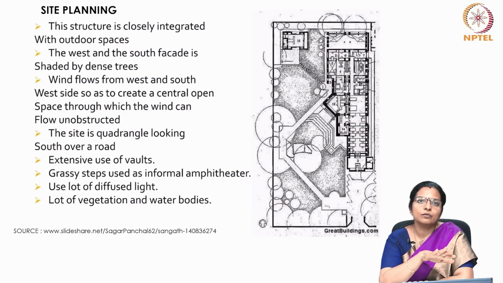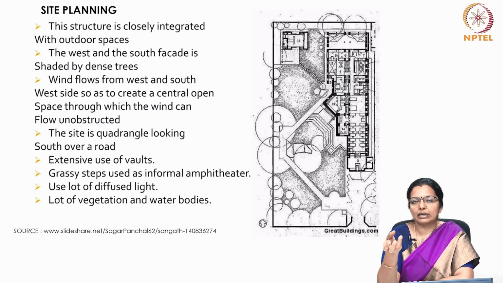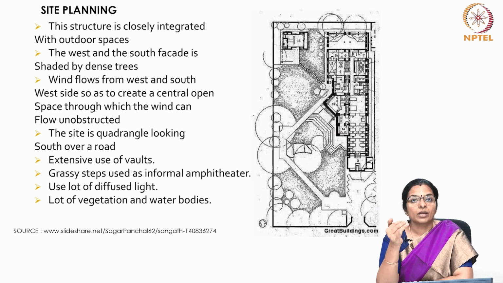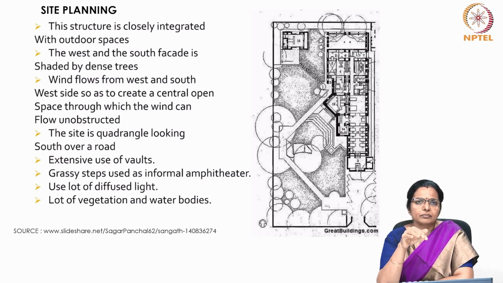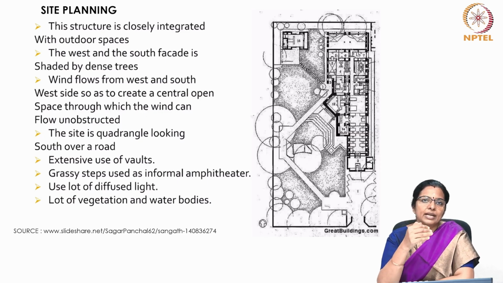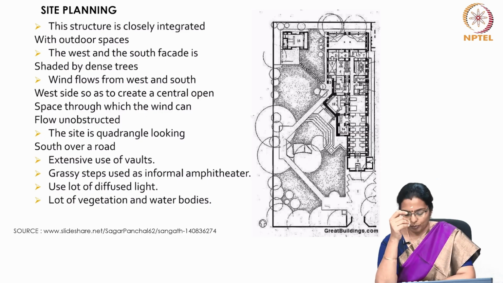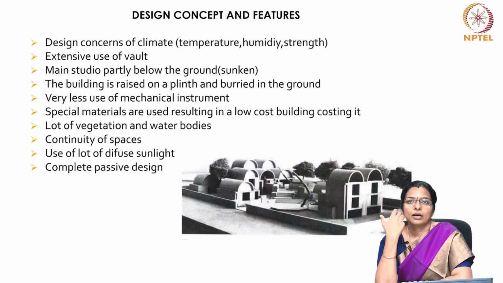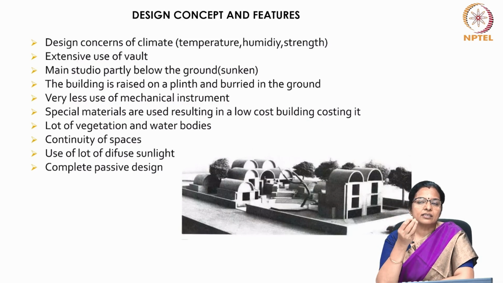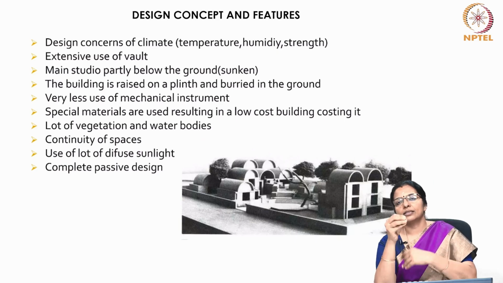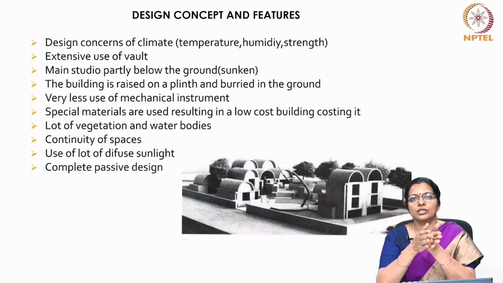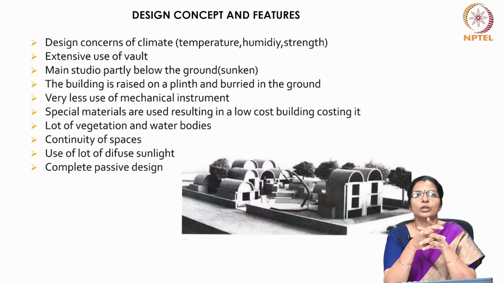There has been extensive use of walls, and grassy steps are used as an informal amphitheater, which also acts like a roof garden. They have used a lot of diffuse light and vegetation as well as a water body. So, in the design concerns of climate, all climatic elements have been addressed. Extensive use of vaults is done in this design because a vault does not have a flat surface and incident solar radiation is minimal with vaults.